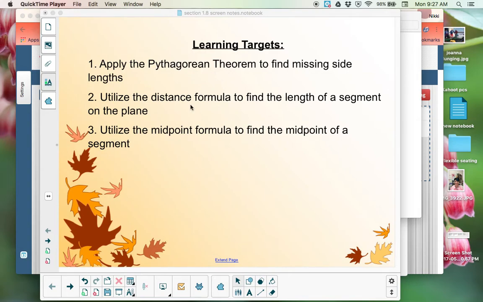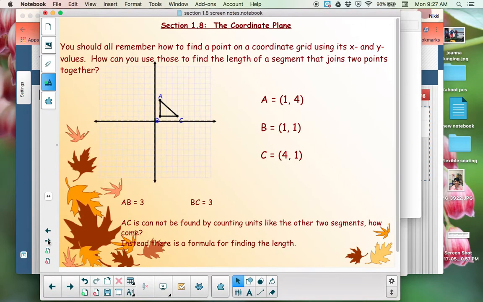Section 1.8 is on the distance formula and midpoint formula. I'm going to learn how to utilize those formulas. We're going to start by looking at a basic triangle on a coordinate grid. All of today's lesson will be based on a coordinate grid, so there will be coordinates for each point.